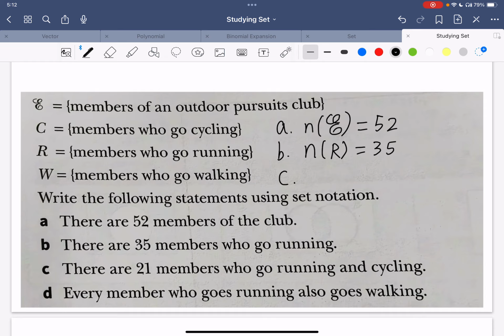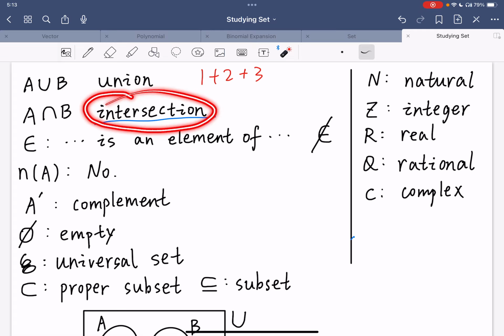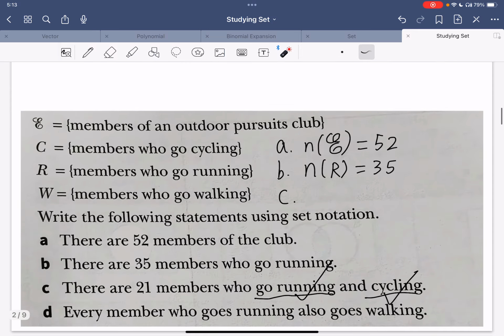Question C. Go running and cycling. Both running and cycling. What does that mean? Take a look. It's talking about the intersection between one set and another. Then it's very straightforward. The number of the intersection between running and cycling equals 21.